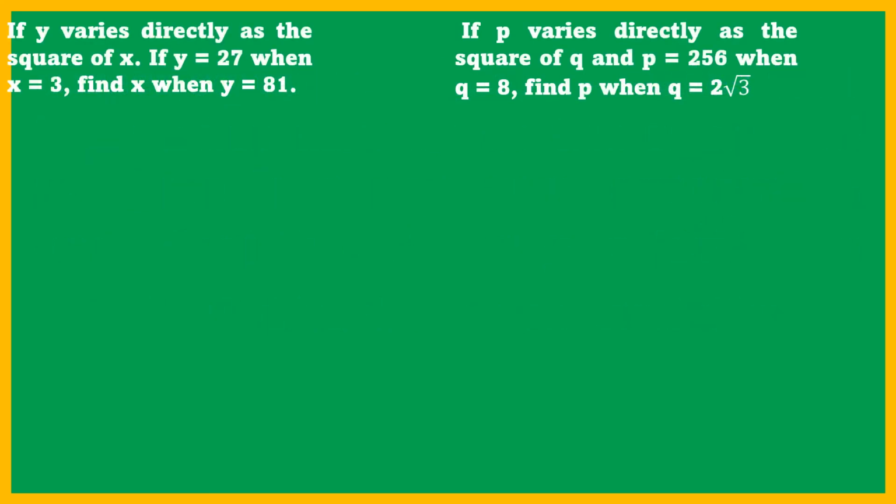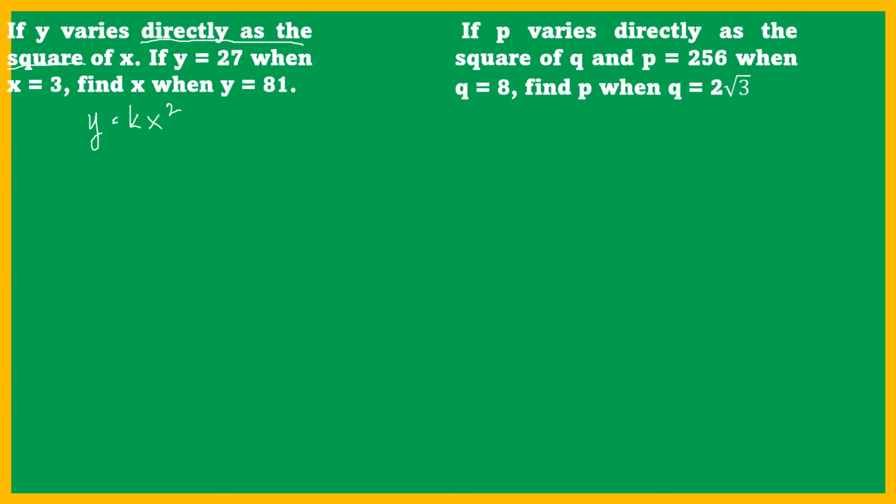Now, let us say we have the problem: if y varies directly as the square of x, and y is 27 when x is 3, find x when y is 81. Okay? So, the first thing we need to do is to determine the equation of variation, same procedure na ginamit natin kanina. So in this case, we will have y is equal to kx squared, since we have a square of variation, or direct square, directly as the square.